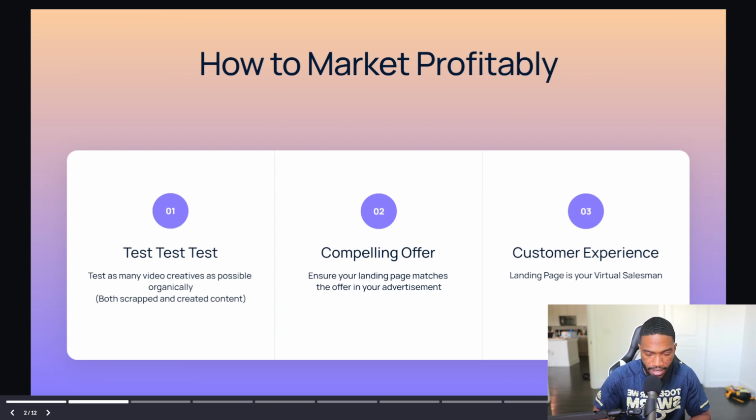And then lastly, again, is the customer experience. Your landing page is your virtual salesman, meaning the same way that if someone were to purchase on TikTok Shop, they would have an experience that separates them from going on Shopify or going to any other platform. The reason you go to Amazon, the reason that you go to Chick-fil-A, the reason that you go to these different businesses and companies is because, one, they market well and their marketing, their brand exists in the customer experience.